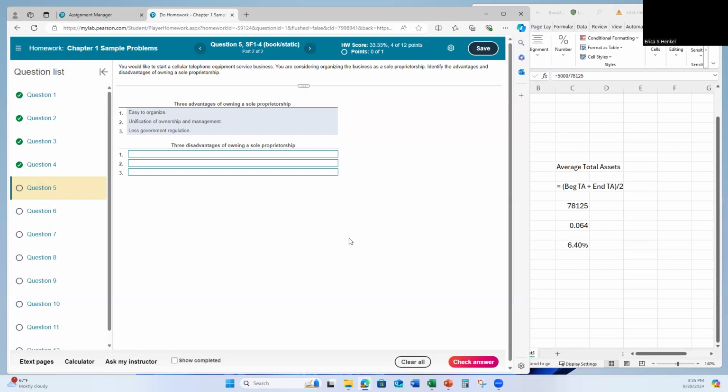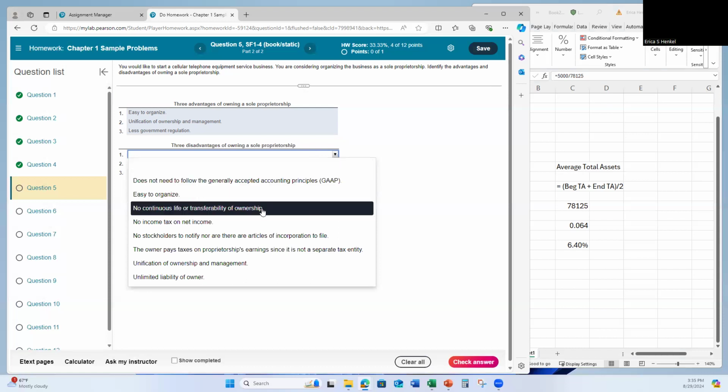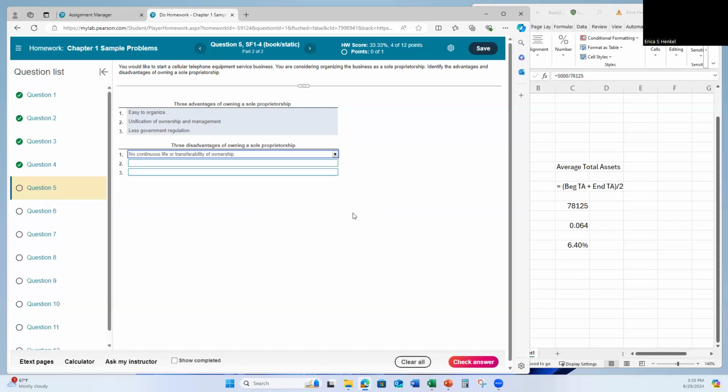All right, now what is a disadvantage of opening a sole proprietorship? Well, if I own a sole proprietorship and I walk out in the street and get hit by a bus, my business disappears because there's no legal separation between me and my business. Therefore, if I go away, the business goes away. So there's no continuous life or transferability of ownership with a sole proprietorship.